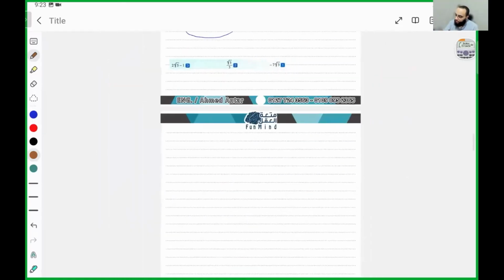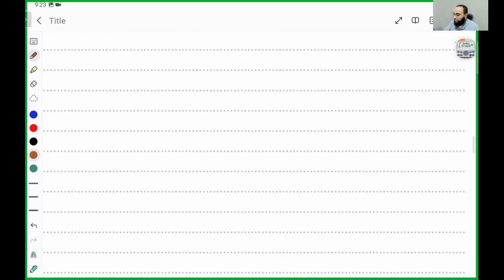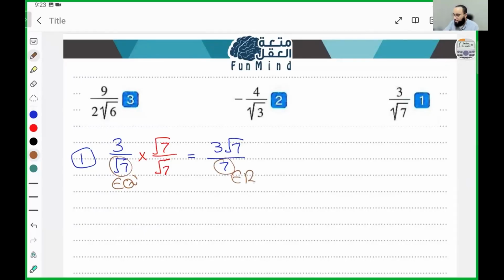So who can tell me, what about this? Raise your hand if you know this question. 3 over root 7. We have to multiply it by what? Root 7 over root 7, up and down, because root 7 over root 7 equals 1. Then it's like you are multiplying it by 1, so the value doesn't change. It's 3 root 7 over 7. So the denominator was irrational, right now the denominator is rational. This is what we want.